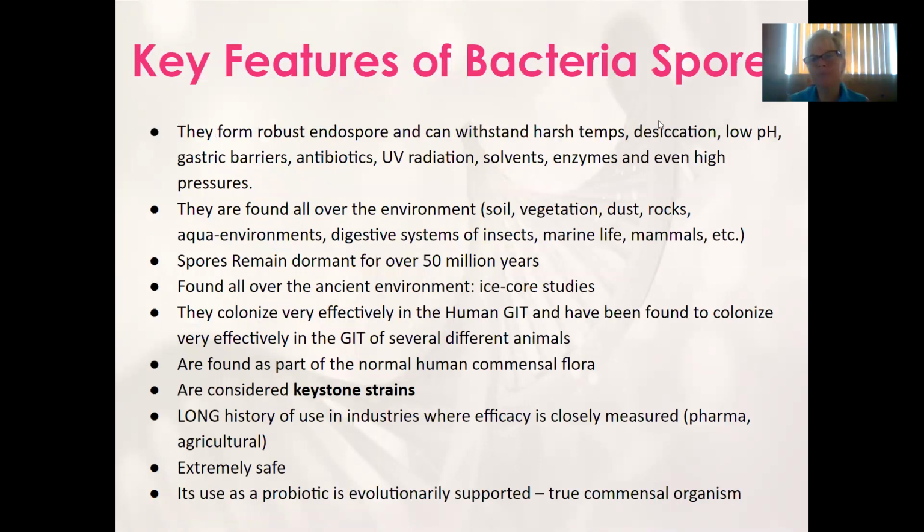So, key features of bacterial spores. First of all, they form a robust endospore, which can withstand the harsh temperatures, desiccation, low pH, the gastric barriers, antibiotics, UV radiation, solvents, enzymes, and even high pressures. They've found spores in archaeological digs that are thousands of years old and can still germinate. They are found all over the environment: soil, vegetation, dust, rocks, aqua environments, digestive systems of insects, marine life, and mammals. Spores remain dormant for over 50 million years.